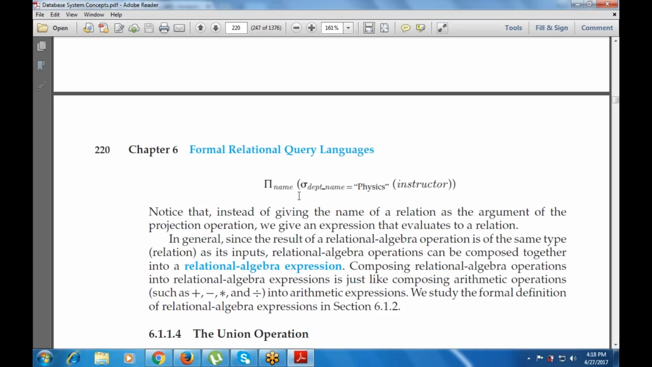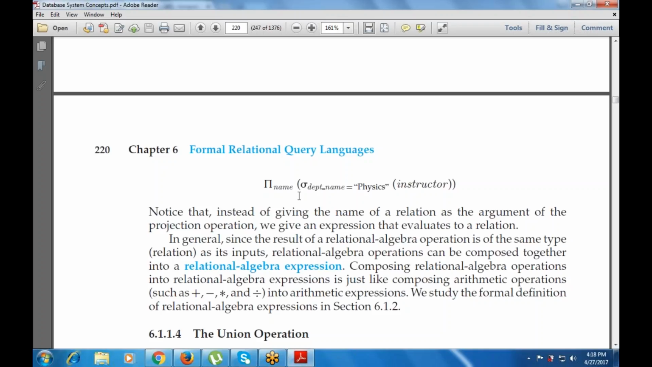So notice that instead of giving the name of the relation as the argument of the projection operation, we give the expression that evaluates to the relation. In general, since the result of a relational algebra operation is of the same type as its input, relational algebra operations can also be composed together into relational algebra expressions.